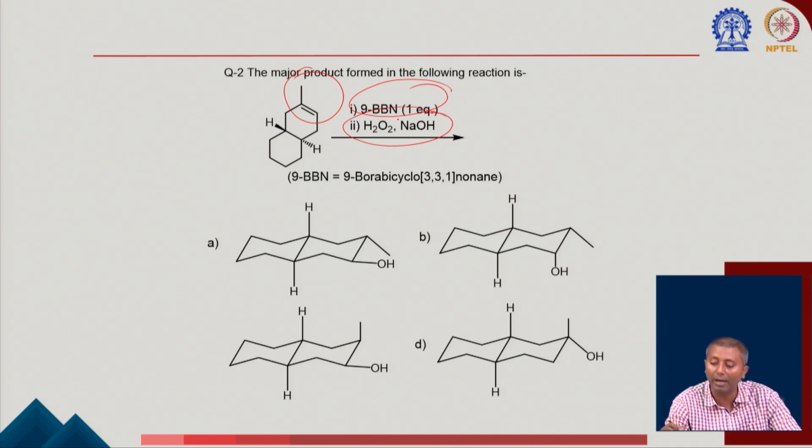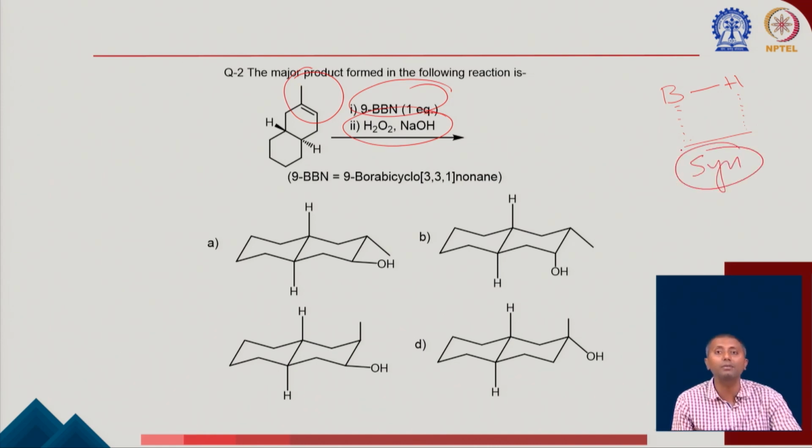One is that boron and hydrogen approach from the same face of the olefin. So if you have an olefin here, both come from the same side of the olefin, so syn addition happens. And the second thing is they follow the anti-Markovnikov rule. So let's go back to that rule. What does that mean here?